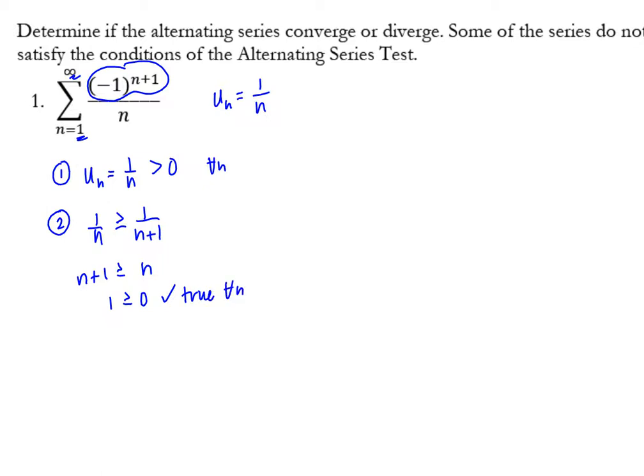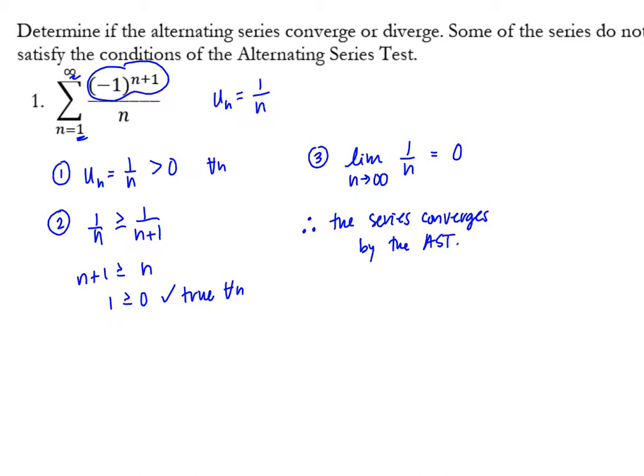And lastly, we just have to show, number 3, that the limit of these terms approaches 0 as n approaches infinity. Well, the u_ns approach 0, and that really does happen. So we can say, therefore, the series converges by the alternating series test. Pretty nice little test to run, just those three criteria, and then we say it converges.